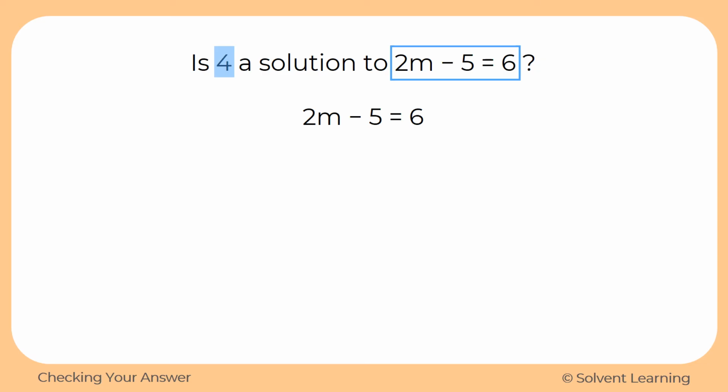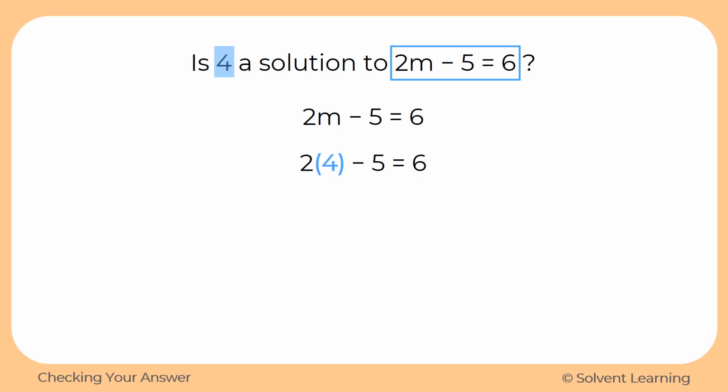Now notice where m is positioned in our equation. We have that 2 that's written next to it. And remember, that means that 2 is being multiplied by m. So when we plug that 4 in for m, we need to make sure that we show that we are multiplying the 2 times the 4. So we can write it like this. We can use parentheses to show that multiplication. 2 times 4 minus 5 equals 6.